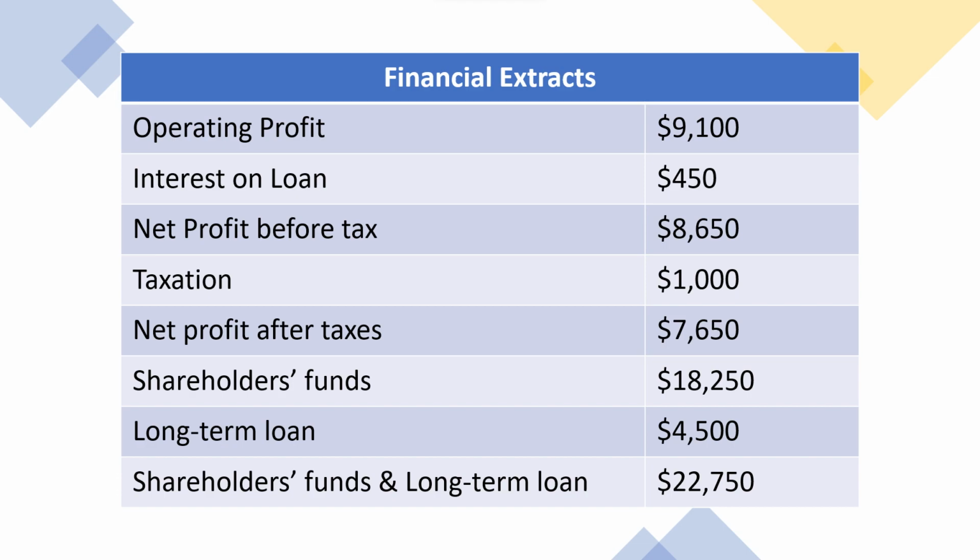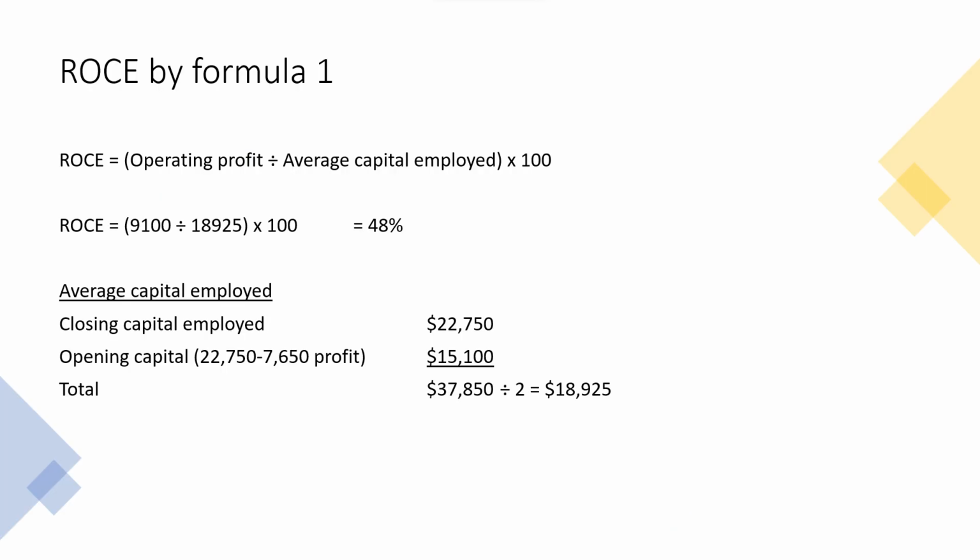This financial extract has two components, the income statement component and the balance sheet component. The income statement component provides information about operating profit of $9,100, interest on loan of $450, net profit before tax of $8,650, and net profit after tax of $7,650. The balance sheet component provides information about shareholder funds of $18,250 and long-term loan of $4,500. That makes a total of $22,750.